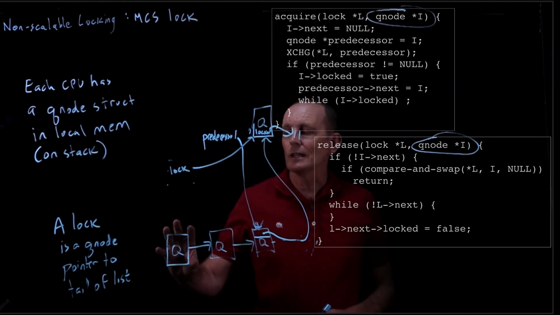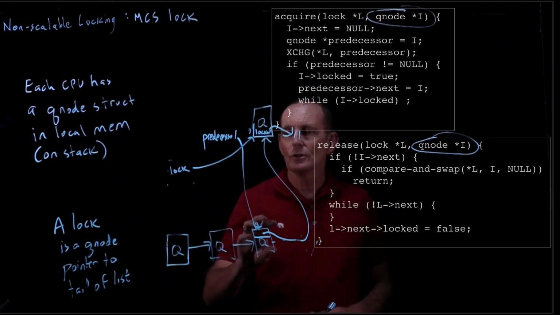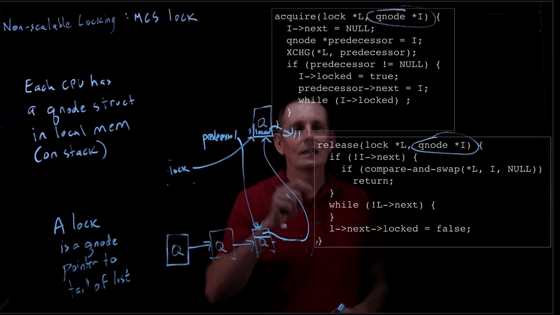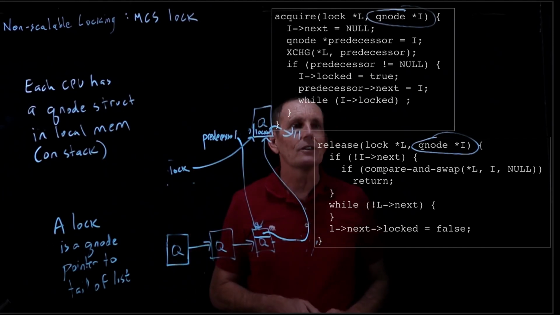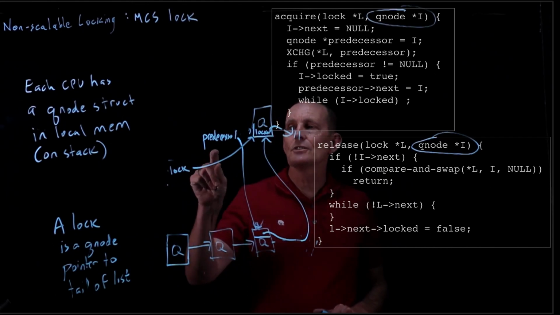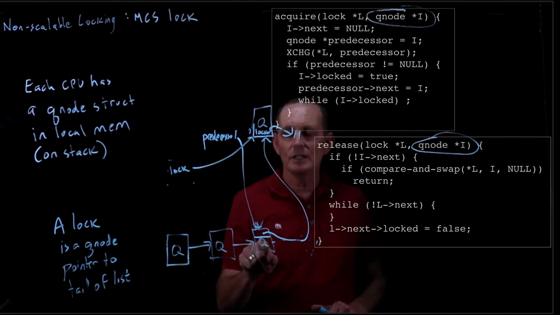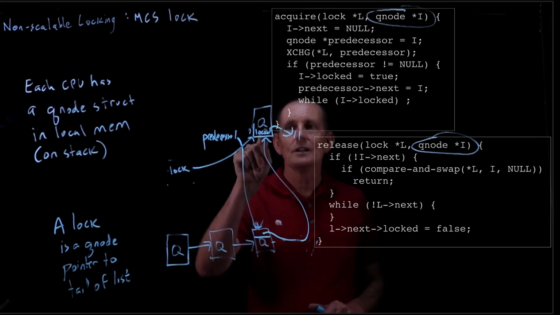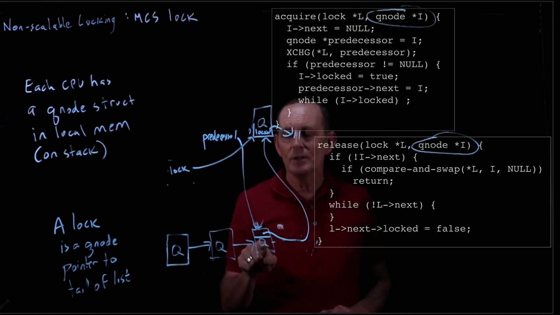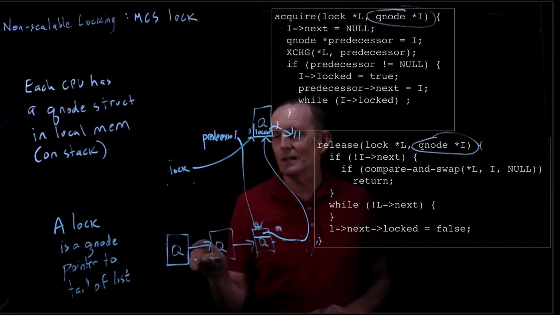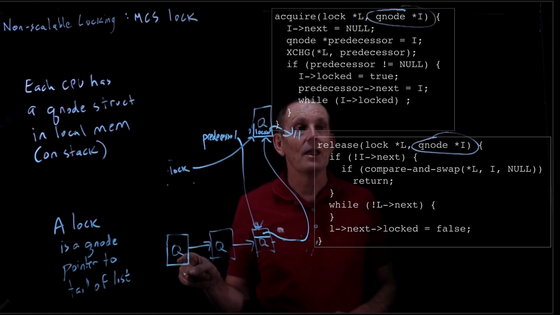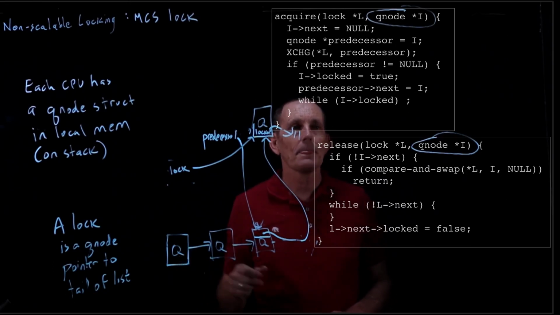So now we have our linked list, which is Q, Q, Q, Q, and lock points to the last one. And that satisfies our invariant. And then this particular CPU that did this acquire is going to be spinning on this lock. The CPU that did this acquire is spinning on this value. The CPU that acquired this lock is spinning on its value in here. The CPU that acquired this one is spinning in here. And this presumably is the CPU that is the lock holder.